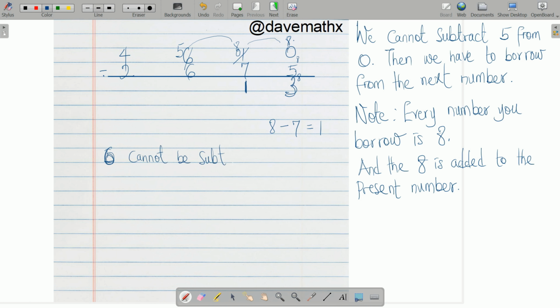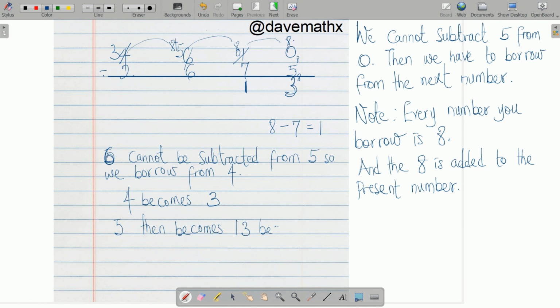Next we have 5 minus 6, 6 can't be subtracted from 5, so we borrow from the next number, which is 4. 4 becomes 3 since we have borrowed 1 from it. Then 8 is added to 5 to make it 13, we can now subtract 6 from 13. 13 minus 6 is 7.